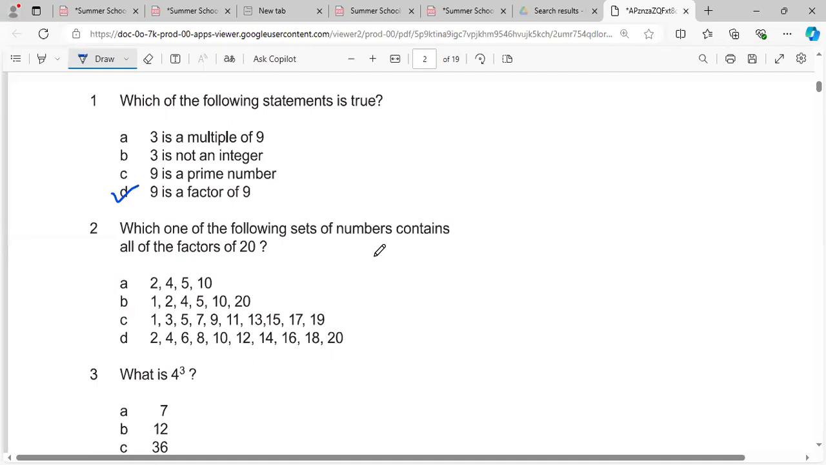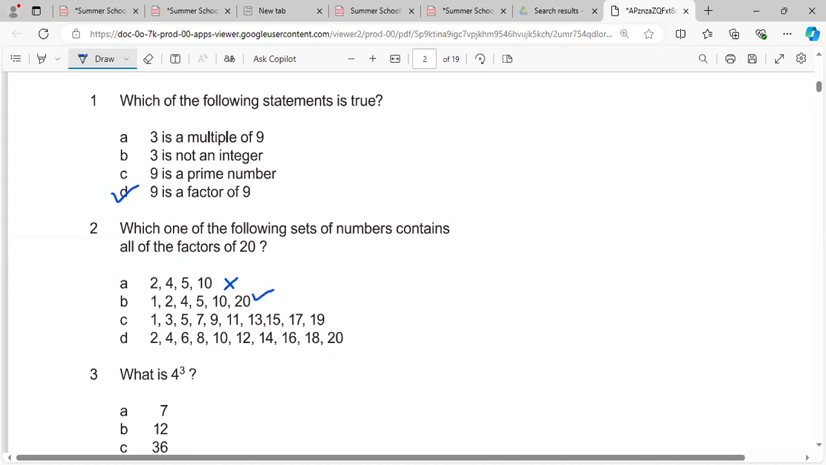Let's look at 2. Which of the following sets of numbers contain all the factors of 20? 4, 2, 4, 5, 10. That would not be true. 1 is a factor of all numbers. So this would make this one be true.